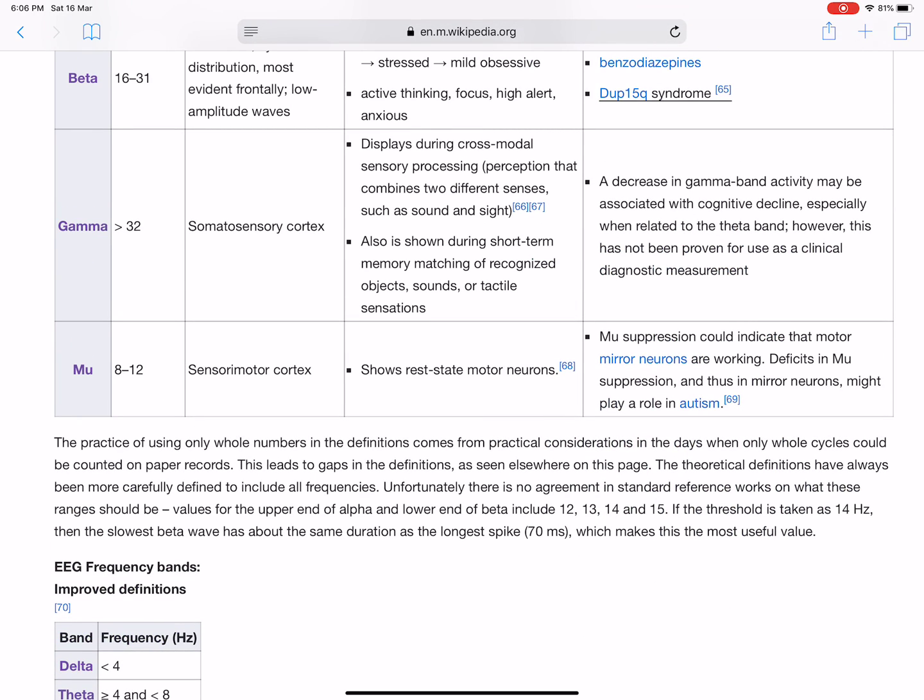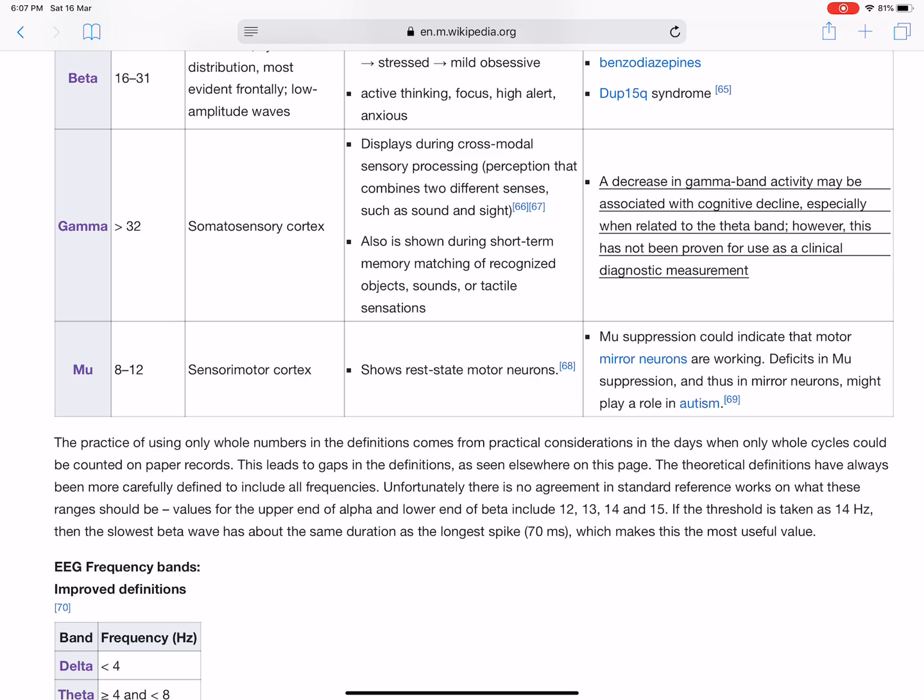Somatosensory cortex: displays during cross-modal sensory processing, perception that combines two different senses, such as sound and sight. Also is shown during short-term memory matching of recognized objects, sounds, or tactile sensations. A decrease in gamma band activity may be associated with cognitive decline, especially when related to the theta band. However, this has not been proven for use as a clinical diagnostic measurement.